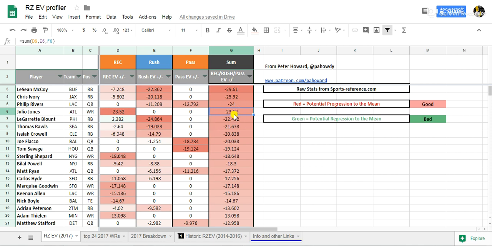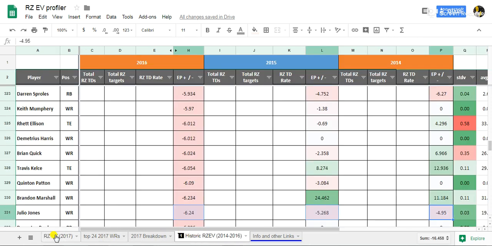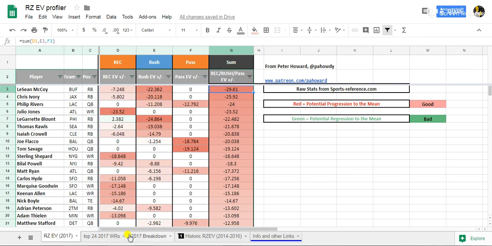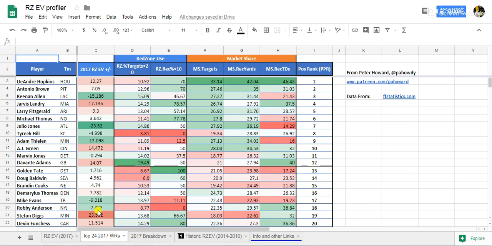Is he going to get all 4 of those touchdowns extra next year? No, that's not really what regression means. It just means that he shouldn't suffer such bad luck or such bad variance when he gets red zone targets in 2018. So that's a positive sign for Julio, and we run the same process just on these tabs, looking at the historic data and then looking at 2017, trying to understand where it comes from.